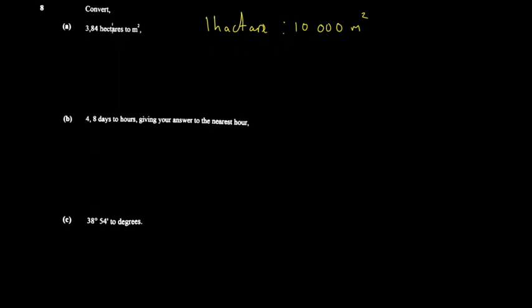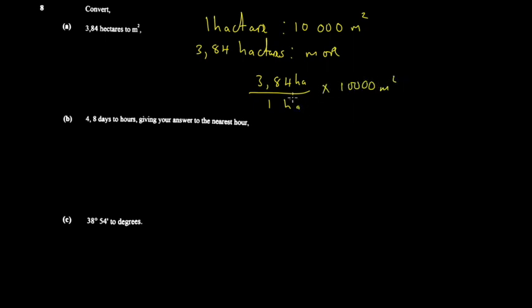You have to know this. Okay, so you want to find the equivalent of 3.84 hectares. It's obviously equal to more. If it's more, we say bigger number at the top. So you actually have 3.84 hectares here. Then divide by 1 hectare, multiply by 10,000 square meters.